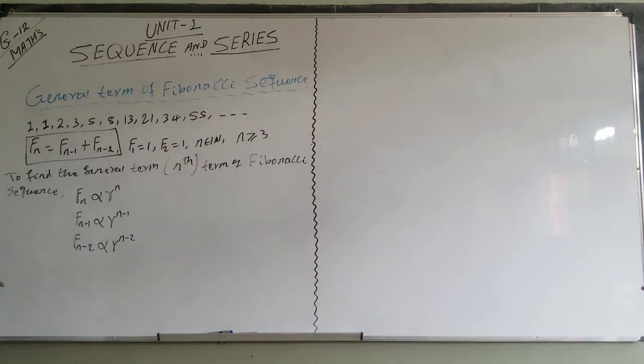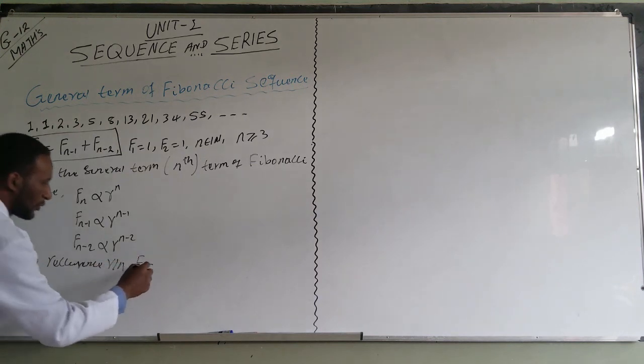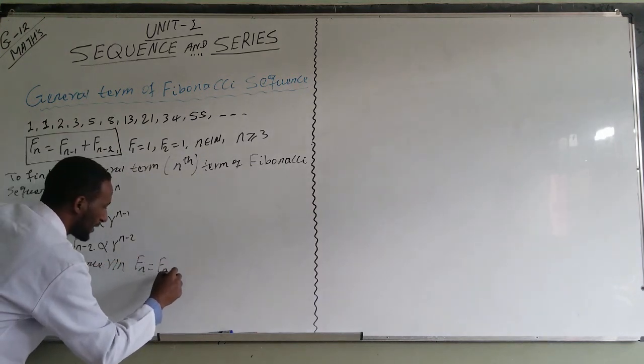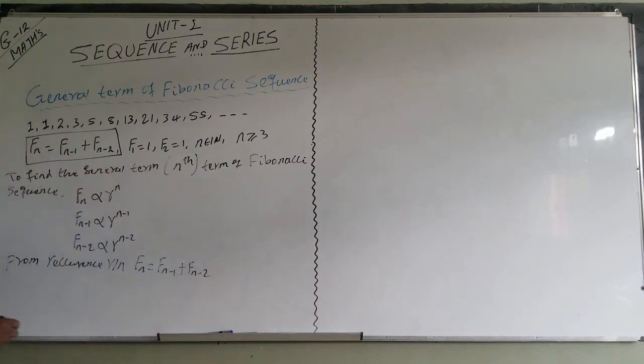Then from the recurrence relation, f of n is equal to f of n minus 1 plus f of n minus 2.